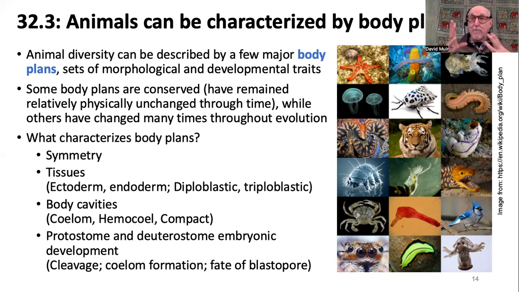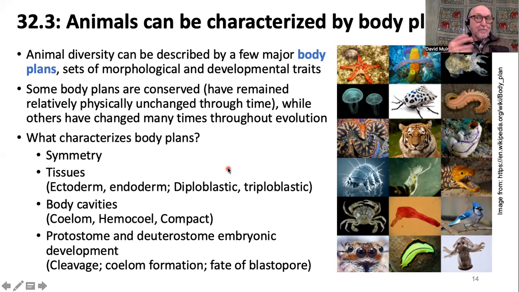And many of these body plans have been conserved. They were established very early on and have been elaborated on, but the basic body plan can still be discerned. And different animal groups have different body plans. The fact that they share those body plans is probably a good clue that they are closely related, that they're more closely related than they are to other groups with different body plans.